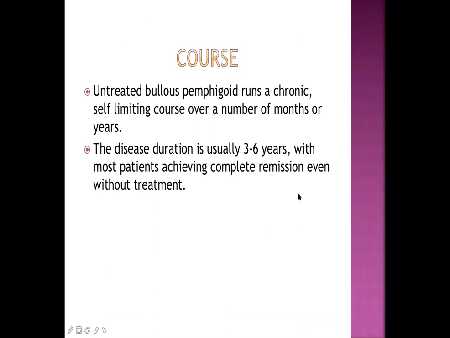Now, what is the natural course, or natural history, of the disease? The untreated bullous pemphigoid may run a chronic self-limiting course over a number of months or years. Even without treatment, some of the patients may get better. The duration of disease is usually 3 to 6 years, with most of the patients achieving complete remission even without treatment.